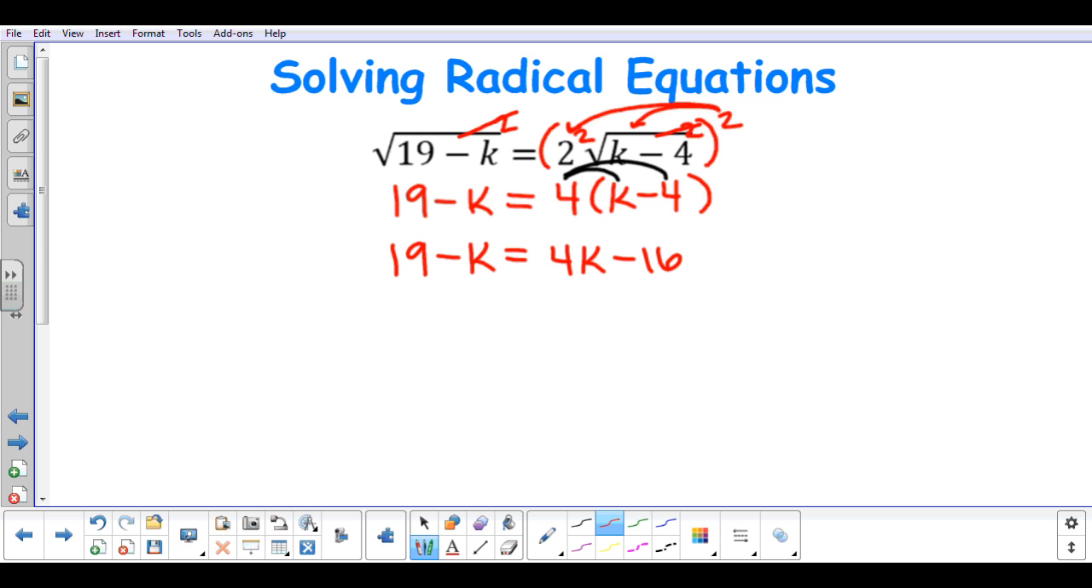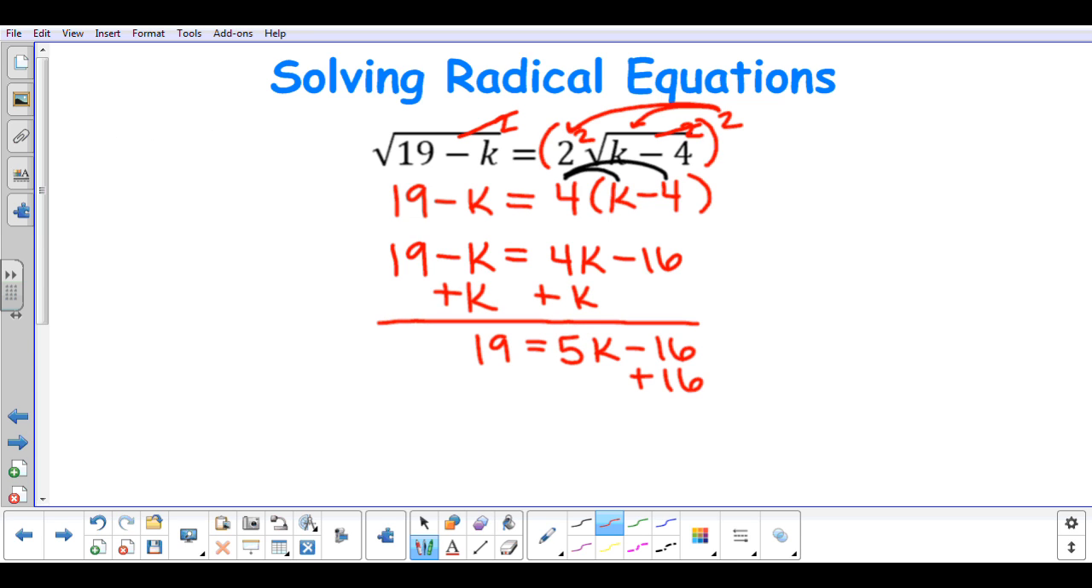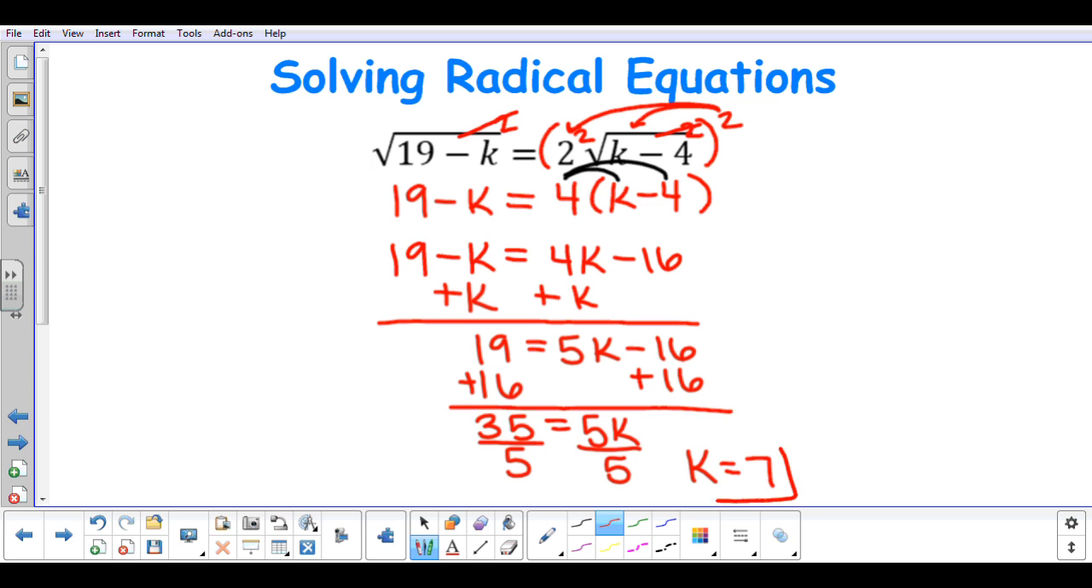Now I can finish the equation by solving for k. I'm going to add a k to both sides of my equation. So 19 will equal 5k subtract 16. I'm going to add 16 to both sides of my equation, and that's going to give me a 35 equal to 5k. I'm going to divide both sides by 5, and k is going to give me 7.